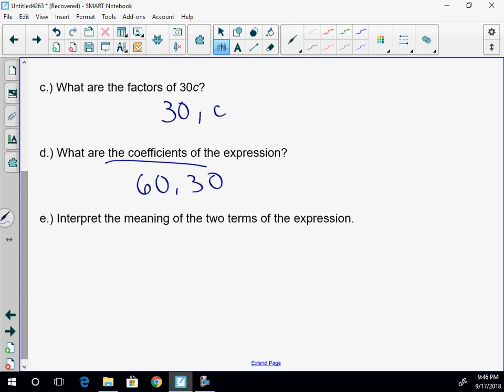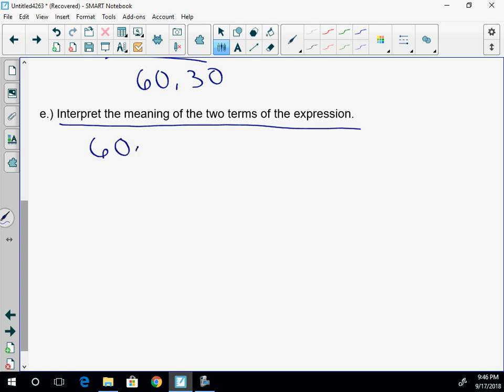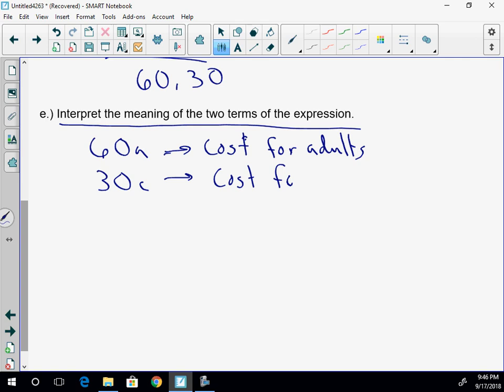Now we interpret the meaning of the two terms in the expression. All right, we already kind of talked about this. So what does 60A represent? Well, that represents the cost for adults attending. And then the 30C represents cost for kids attending, children attending. All right, so that's breaking down that expression.